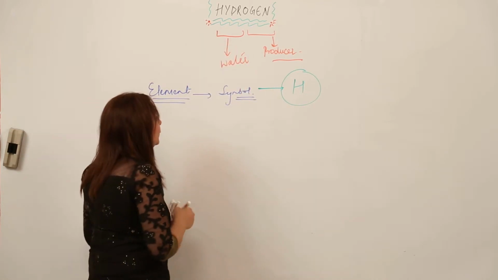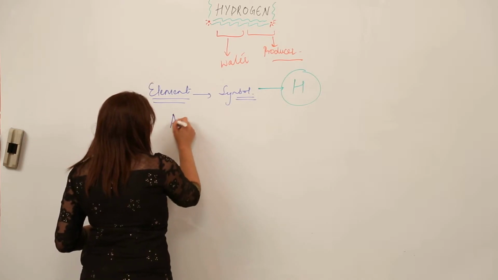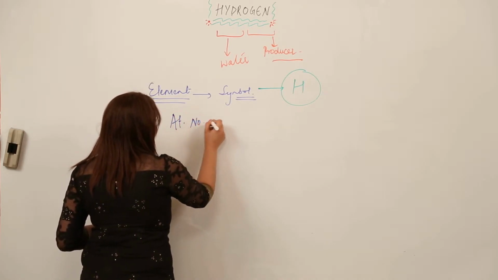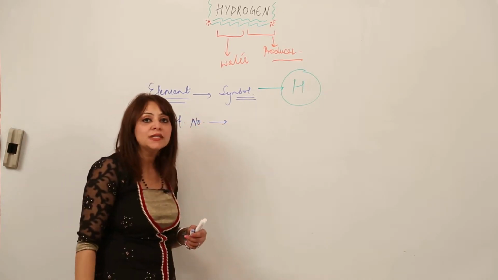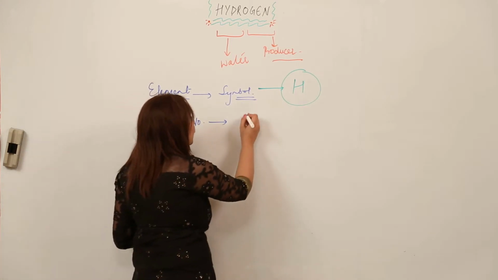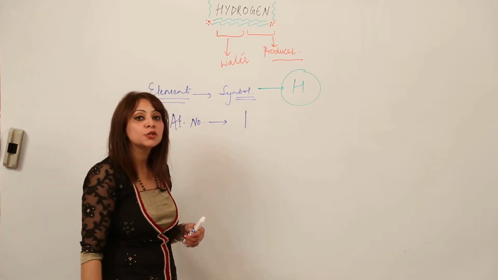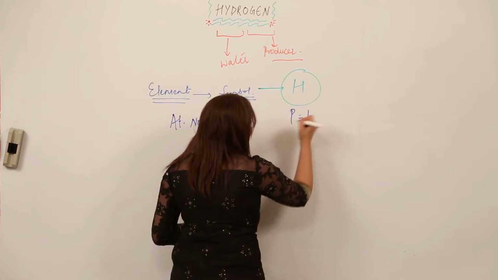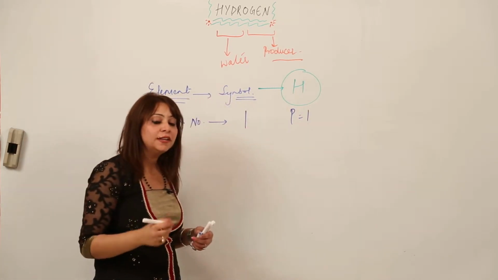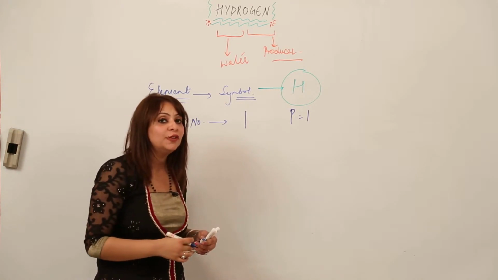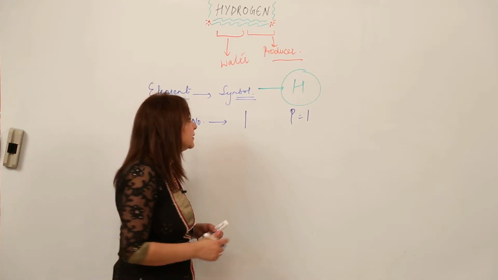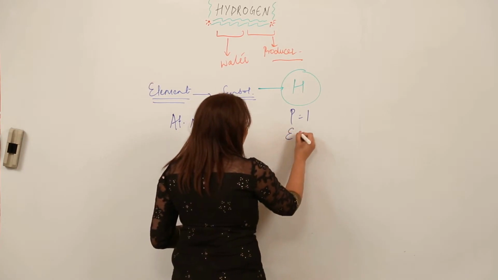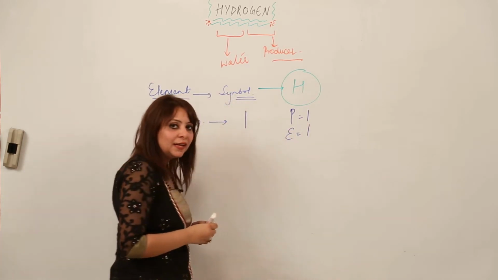And now, talking about the atomic number. What is the atomic number? It shows how many protons an atom has. Hydrogen has only one proton, so its atomic number is 1. That means it comprises 1 proton, right? And as we know, the number of protons is always equal to the number of electrons, the negative charge in an atom. That means the electron count is also 1, right?